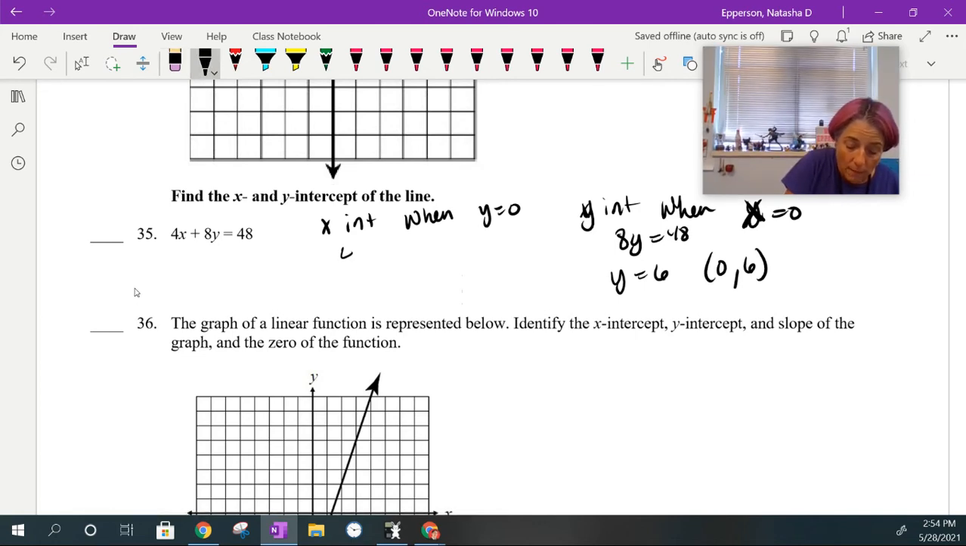This would be 4x is equal to 48. 48 divided by 4 gives me x is equal to 12. And that would be the coordinate point 12, 0.